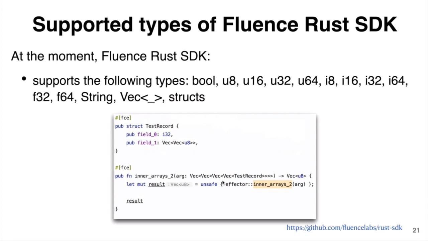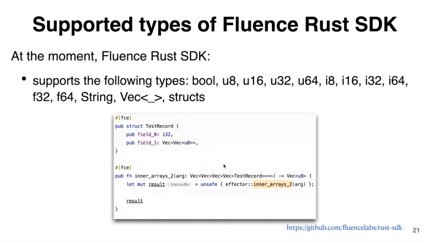And now we support the following types. We support all integers, Boolean, floating points, string, structures, and vectors. And inside vectors you can also use complex types. For example, you can use a vector of records, or even you can use such fractions. And all of this is working now.